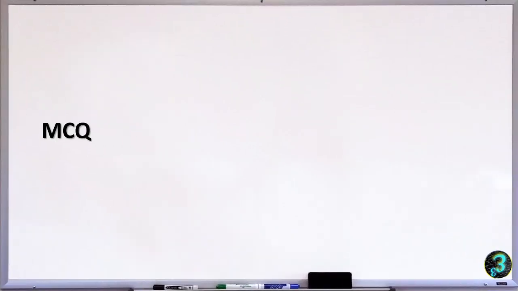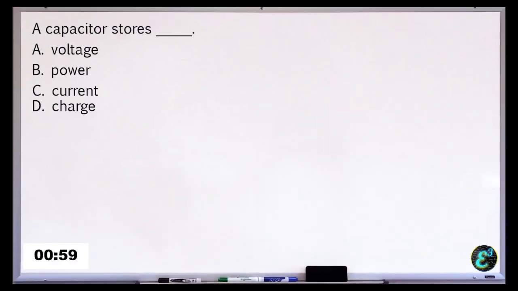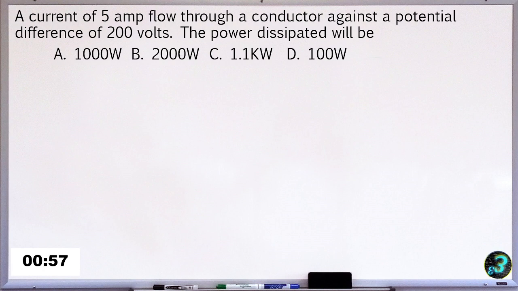Okay, now let's try some practice questions. For each of these questions, we have 1 minute to answer. Just put your answer in our Google Meet chat box. There is a timer below. First question: a current of 5 amperes flows through a conductor against a potential difference of 200 volts. The power dissipated will be blank. So we are looking for the wattage, or the power.